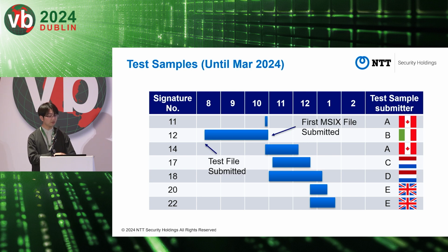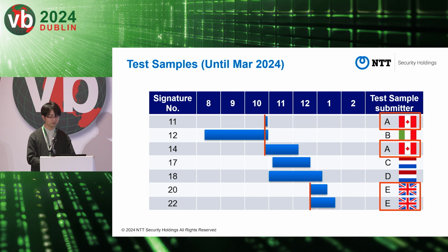In this figure, the left end of the blue bars represents the time when the test files were submitted, and the right end shows the time when the first MSIX files were submitted. The right graph indicates the uploader of the test samples. Some of the certificates had test samples submitted by the same uploader. For example, Certificates 11 and 14 were submitted by uploader A from Canada, while Certificates 20 and 22 were submitted by uploader E from the UK.